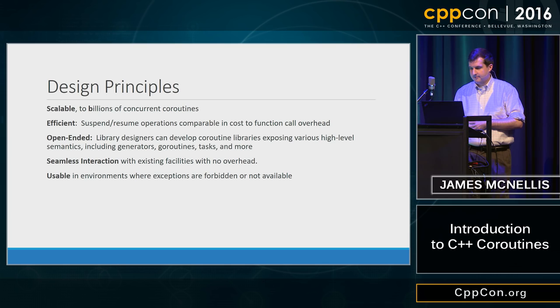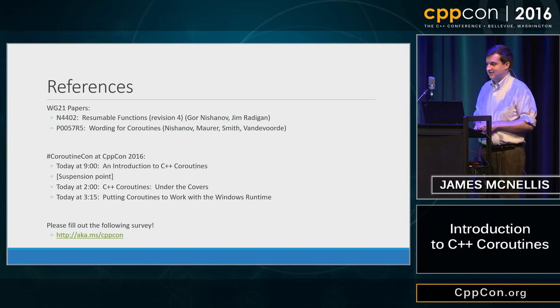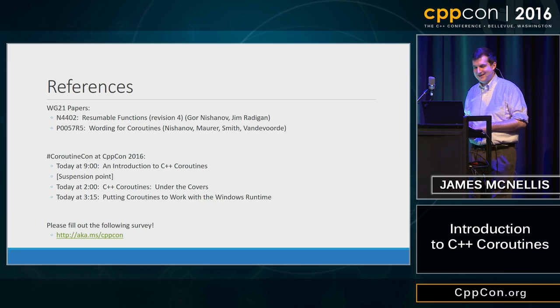Here are just a couple references you might want to look at. The first is a paper describing the plan, and the second is the wording for coroutines, the current specification document. There are three talks on coroutines today. The first one you are sitting in right now, so thank you for coming. Then we're going to have a suspension point where we're all going to go and watch the keynote. And then hopefully you will all resume, and you'll go to Gor's talk this afternoon, which is also, I believe, in this room, C++ coroutines under the covers.